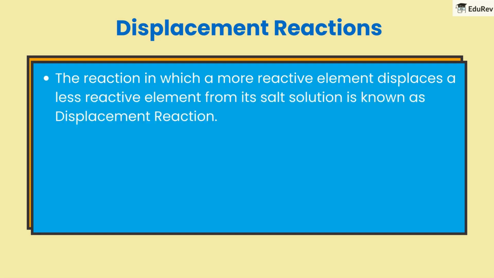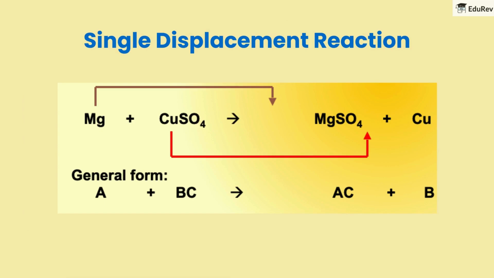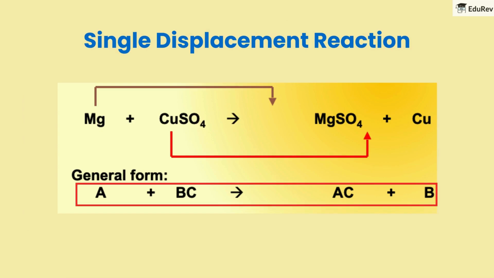Displacement reaction: the reaction in which a more reactive element displaces a less reactive element from its salt solution is known as displacement reaction. This is of 2 types: single displacement reaction and double displacement reaction. Single displacement reaction is of the form A plus BC, giving AC plus B. Like here, Mg displaces Cu from its salt solution of CuSO4 to give MgSO4 and Cu.